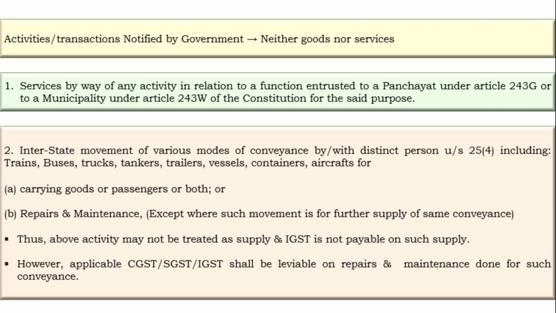Second one, interstate movement of various modes of conveyance by or with a distinct person under Section 25 subsection 4. So in Section 25 subsection 4, the definition of distinct person is given. If there is any interstate movement of modes of conveyance like trains, buses, trucks, tankers, trailers, vessels, containers, aircraft for carrying goods or passengers or both, meaning if a train, bus, truck, tanker, trailer, vessel, container or aircraft is used to take goods or passengers from one state to another state, or for repairs and maintenance, except where such movement is for further supply of the same conveyance.